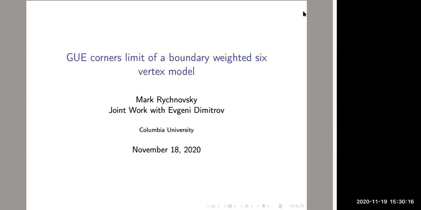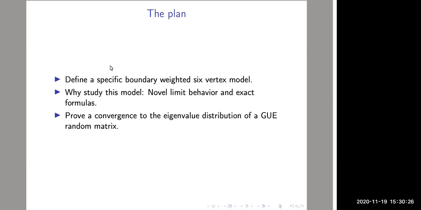Hi, I'm Mark Rychnovsky, and I'm going to talk about a recent work along with Evgeni Dimitrov for a GUE corners limit for a variant of the 6-vertex model. So the plan for this talk is first we're going to define the variant of the 6-vertex model we're interested in. Then we're going to say a little bit about why we choose to study this model, which is going to be novel limit behavior and the fact that we have exact formulas, which sort of allow us to study it. And then we're going to state the main theorem, which is a convergence result to a distribution coming from random matrix theory.